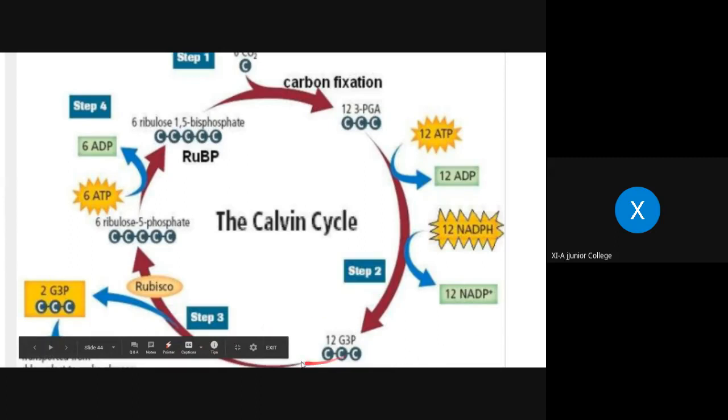Up to this, is it clear? There are 12 molecules. Now out of 12, 2 molecules are used for the synthesis of glucose, whereas the remaining 10 are used for the regeneration of RuBP. So that's why here it is shown. Now these 2 molecules are used in the synthesis of glucose, whereas the remaining 10 are used in the regeneration of RuBP. Is it clear? Yes or no? Are you understanding?